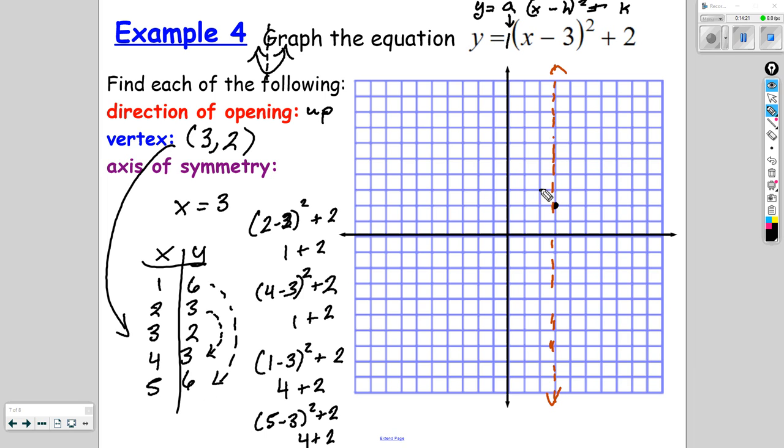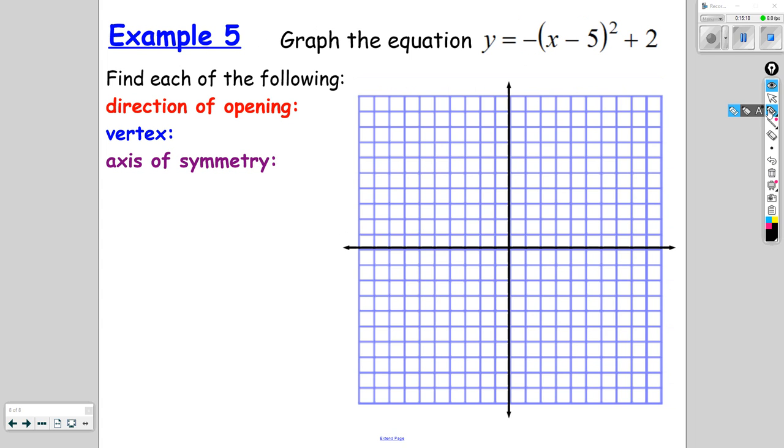So 2, 3 is one of those points. 1, 6 is another one. 4, 3, and 5, 6 are the other 2 points. Ooh, a little rough sketching here. But when we graph those points and draw our parabola that's facing up, we see that symmetry in the graph as well. Awesome. All right, let's go on to the next one.